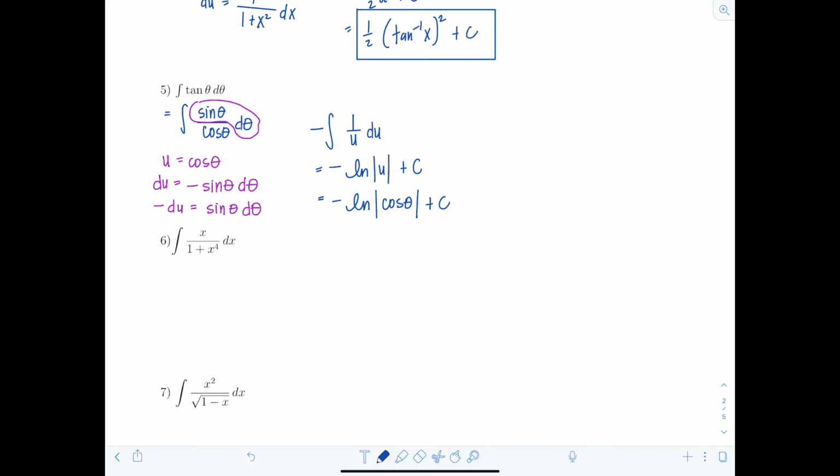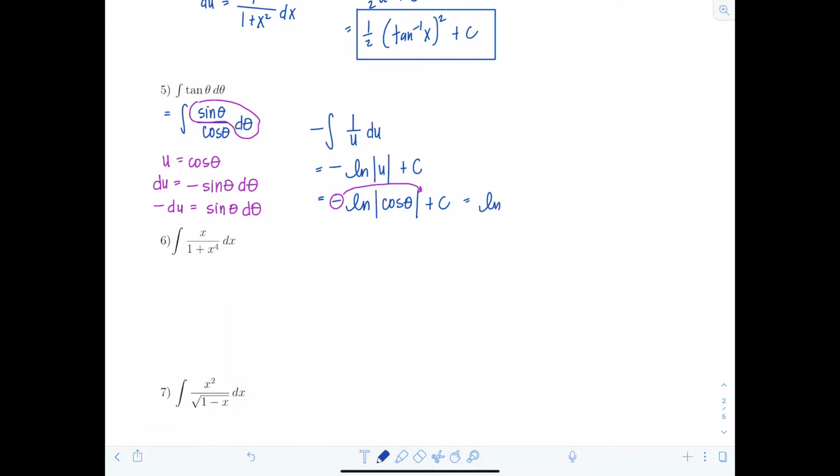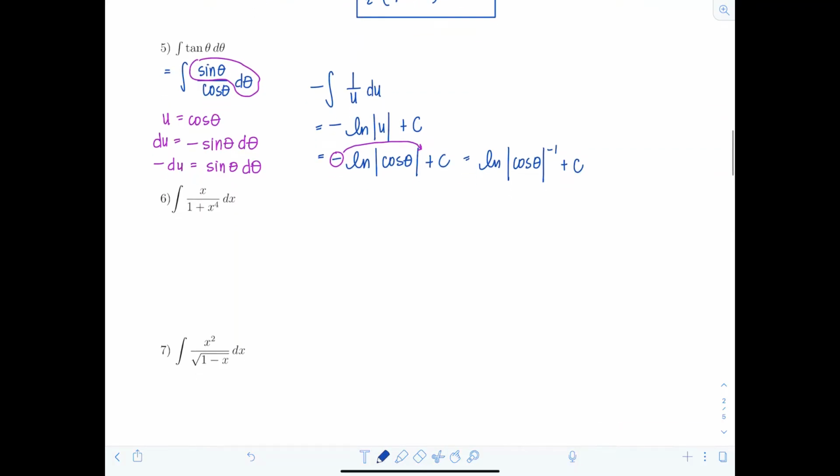Now, technically, this isn't wrong, but you can do something so slick with logarithms. Remember, that coefficient I can rewrite as an exponent on the argument. So I can write this as natural log of cosine theta, absolute value, to the negative first plus c. And cosine theta to the negative first, that's 1 over cosine theta, which is our good friend secant theta plus c.